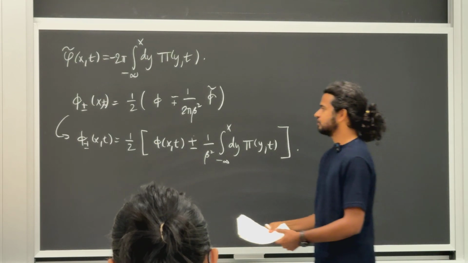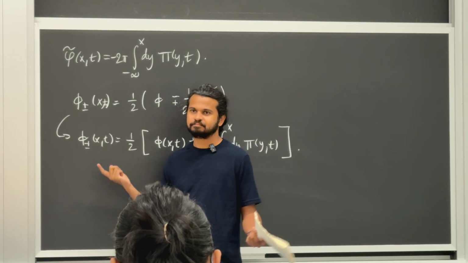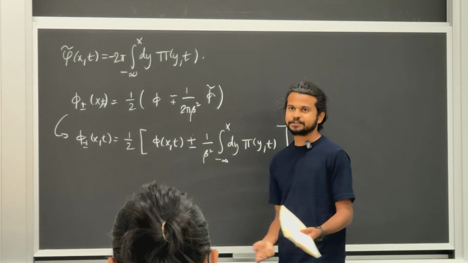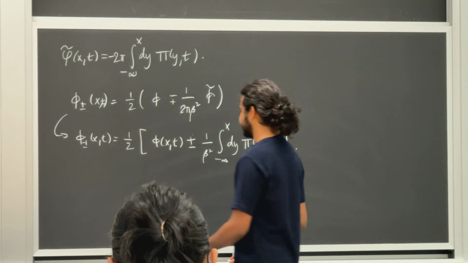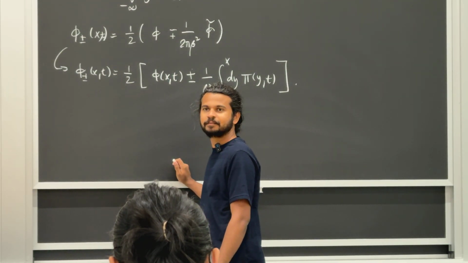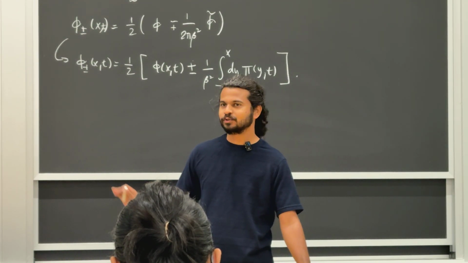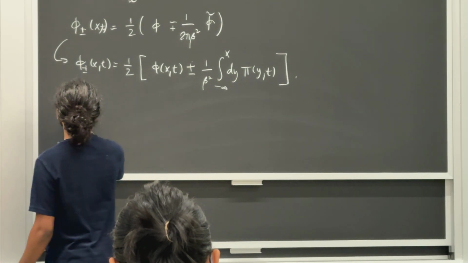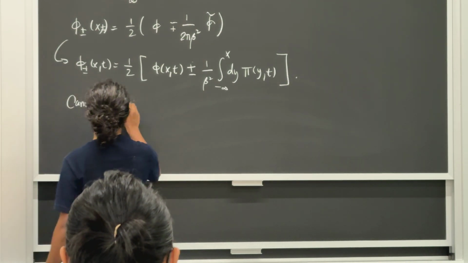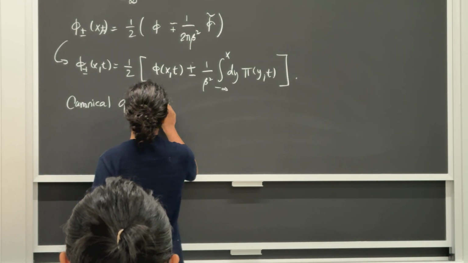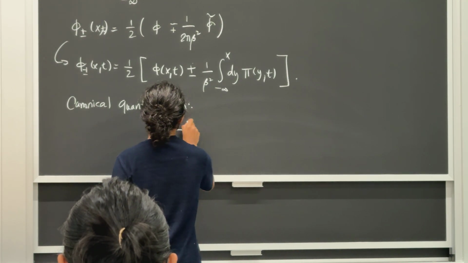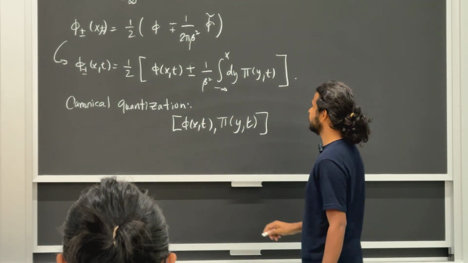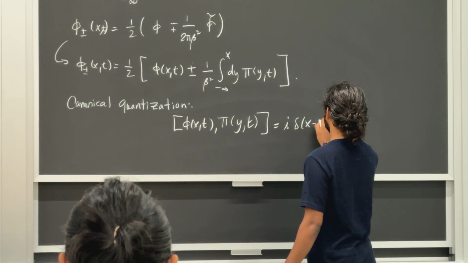Now I can evaluate commutators between phi plus and phi minus. Why? Because all I need is a commutator between pi and phi, but that's what canonical quantization gives us, right? Any questions so far? I know that it's a bit dry algebra, but you have to do it. So canonical quantization gives us phi xt pi yt for the same t is I delta x minus y.